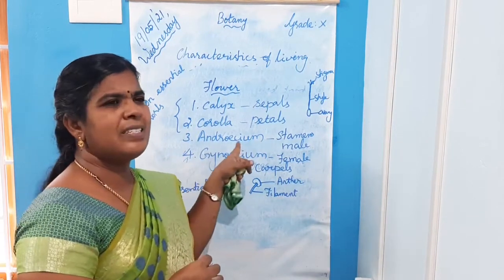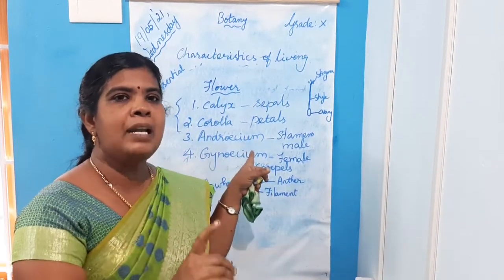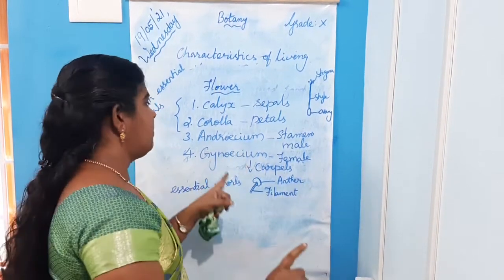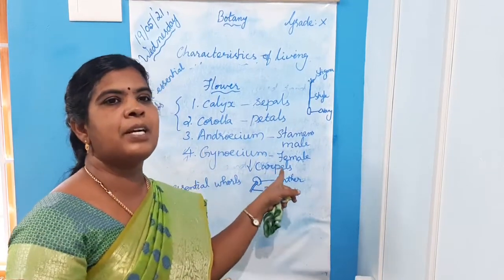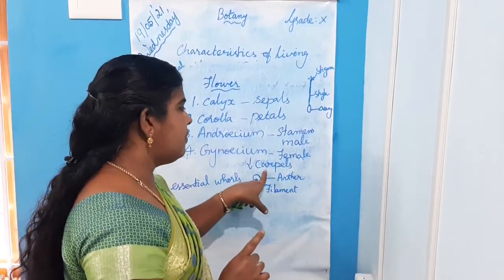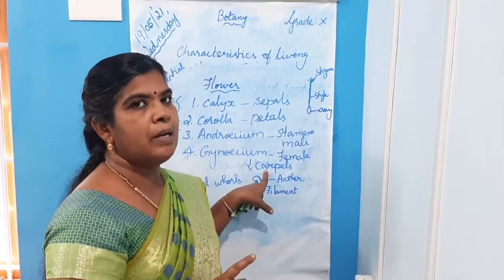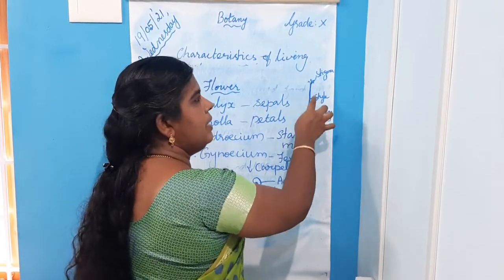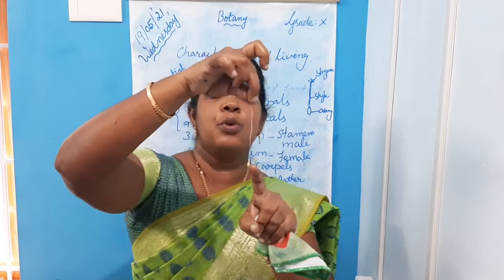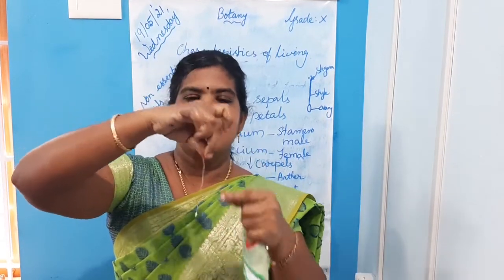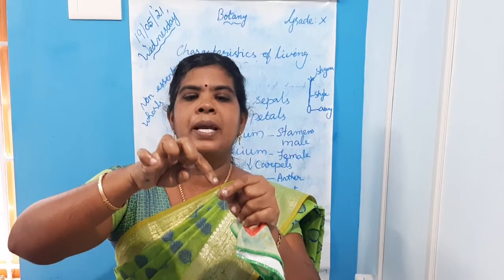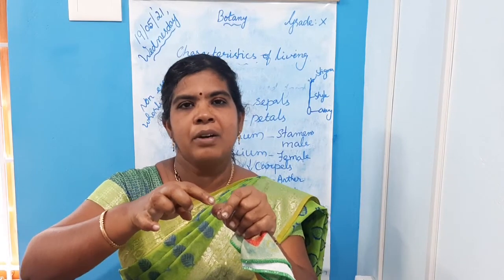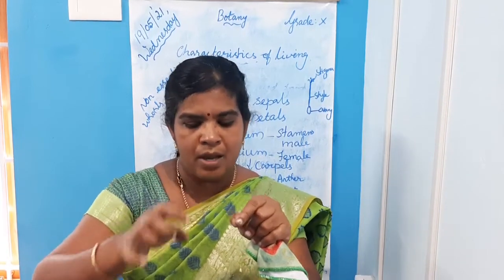Androecium is the male reproductive part of a flower. Then gynoecium is the female reproductive part of a flower. It consists of individual units called carpels. Gynoecium consists of three parts, namely ovary, style and stigma. See here, this is the ovary. The long slender part is the style. Here is the stigma. This stigma is the landing place for the pollen grain.